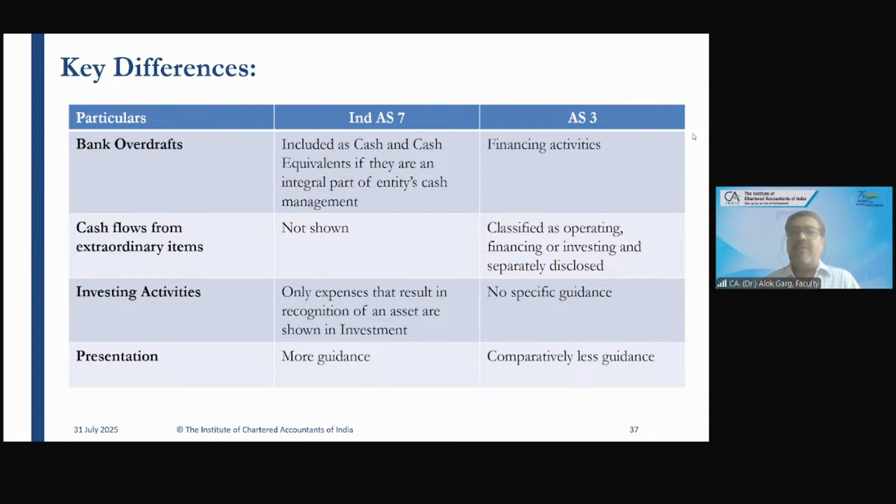So friends, if I talk about the difference between Ind AS 7 and AS 3, bank OD has to be treated like cash and cash equivalent, but in Accounting Standard 3, it was part of financing activity. Cash flow from extraordinary item: you remember in Ind AS 1, I told you nothing is extraordinary in Ind AS and IFRS. So in AS 3, if there is a cash flow from extraordinary item, it was required to be disclosed. But in Ind AS, no such thing. Investing activity says that only expenses which result in recognition of an asset. So it's just a theoretical part. AS 3 was a very small standard with limited guidance, but in Ind AS 7, very detailed guidance is there. So presentation has more guidance, comparatively less guidance was there.